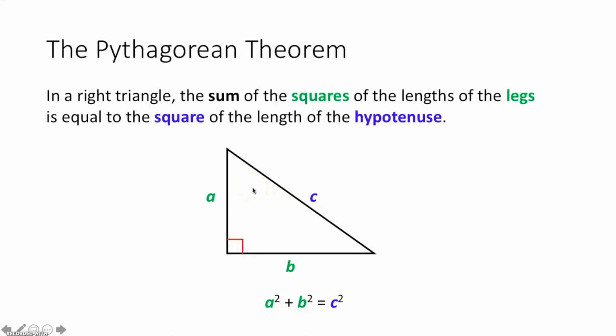In other words, an easy way to memorize this is a squared plus b squared equals c squared. That's how you're going to see the Pythagorean theorem wherever you go. a squared plus b squared equals c squared. If you square the legs and add them together, it's equal to the square of the hypotenuse.